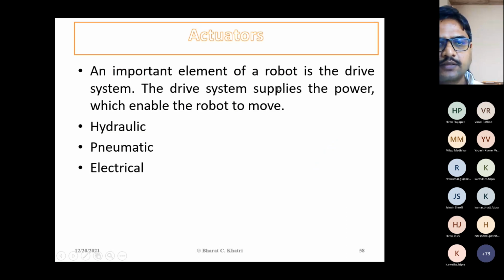Actuators, those are the drives. We know that they use power to drive the motors, and that provides the motion to the robots. Either it is a hydraulic drive, pneumatic drive, or electrical drive. By using air you can move the parts. By using oil you can also move the parts. Or you can directly couple an electric motor.